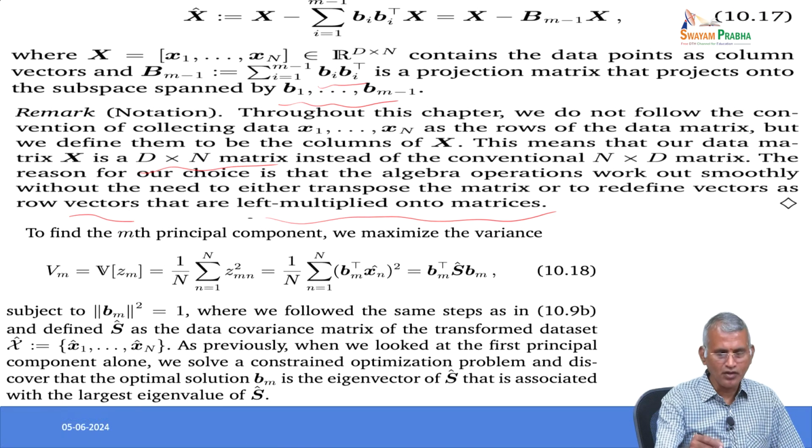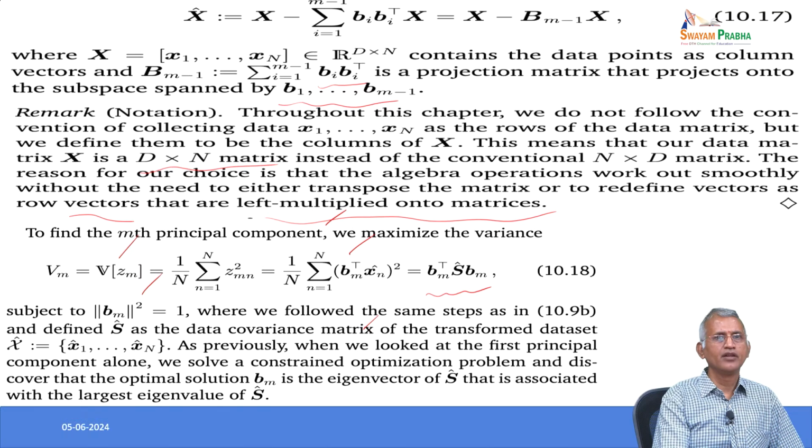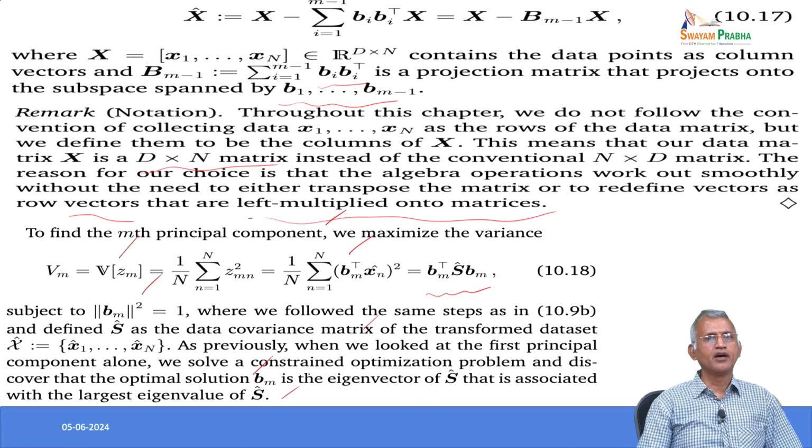So, to find the mth principal component, we maximize the variance V_m equal to V of z_m, equal to 1 by n into the summation n equal to 1 to N of z_mn square, equal to 1 by n into the summation of b_m transpose x_n whole square, equal to b_m transpose S bar b_m, subject to norm of b_m square equal to 1, where we followed the same steps as in 9b and define S bar as the data covariance matrix of the transformed data set. As previously, when we looked at the first principal component alone, we solved the constrained optimization problem and discovered that the optimal solution of b_m is the eigenvector of S bar that is associated with the largest eigenvalue of S bar.